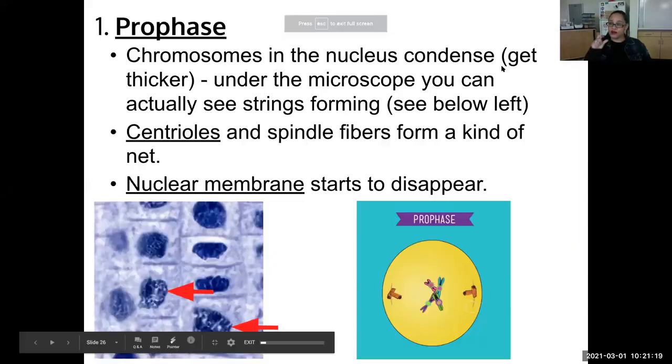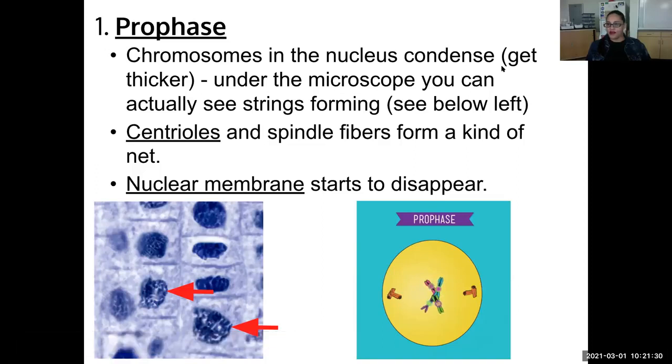So on the left, that's what it looks like under the microscope. Those are the ones that you will have to identify in your quiz, in your lab, in your practice questions. And then on the right, it's just kind of an animation of what's happening. The nuclear membrane disappears, chromosomes condense, and you can actually see chromosomes.